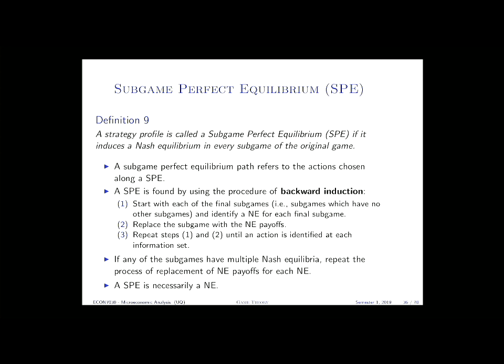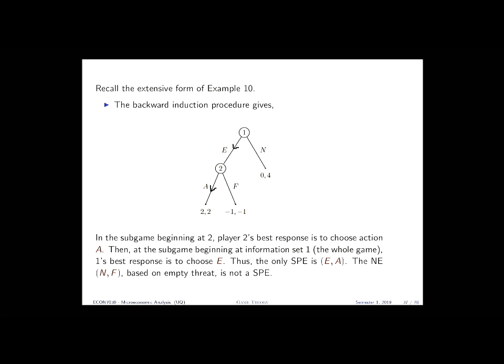Given this process, the SPE is necessarily an NE, because if it is an NE in each subgame, then it has to be an NE of the whole game. But the reverse is not right. It's not the case that all NE are SPE as well. As I said, the set of NE is usually larger than, or at least as large as, the set of SPE. Now let's see, how do we find SPE?